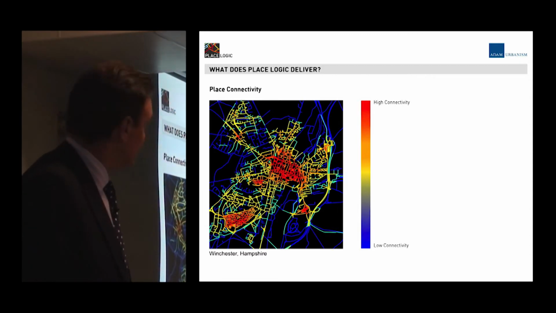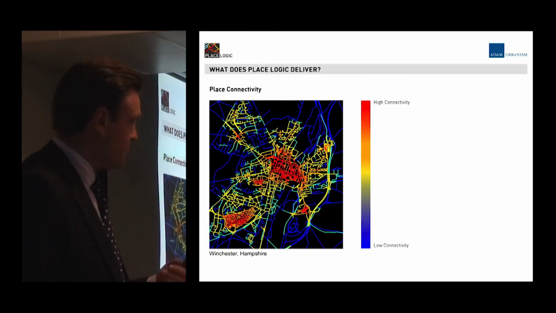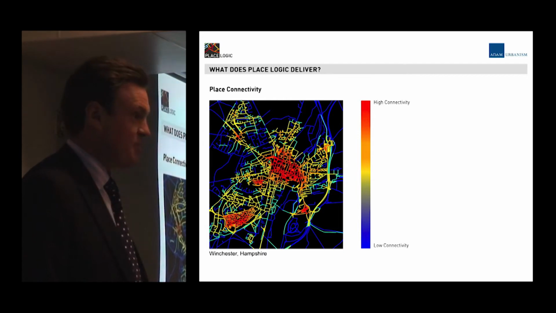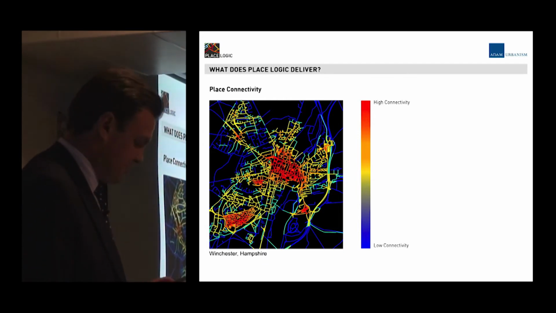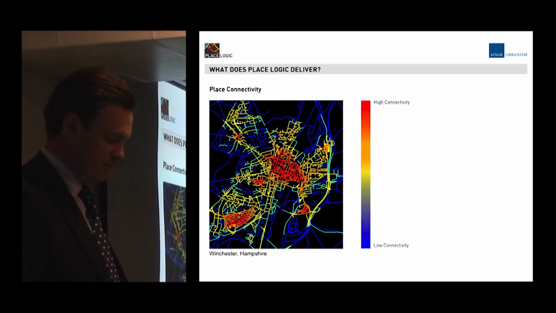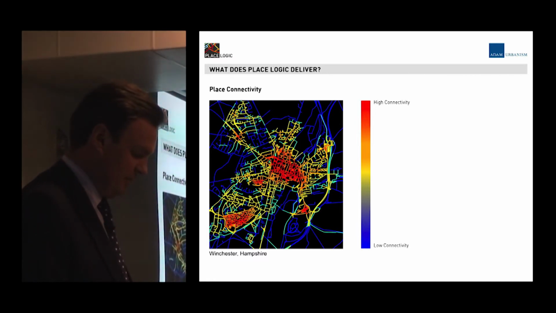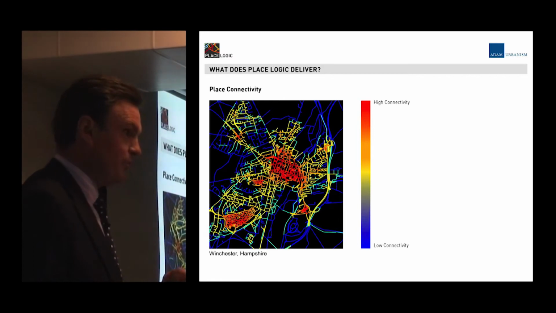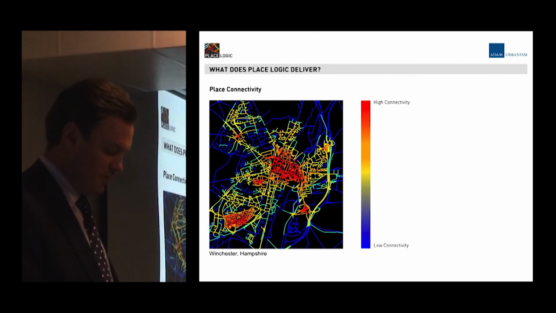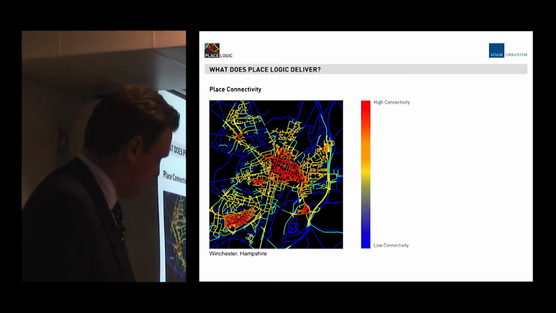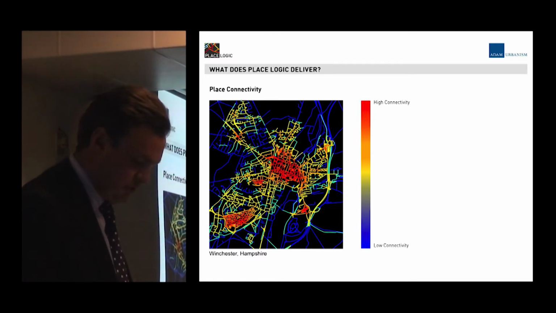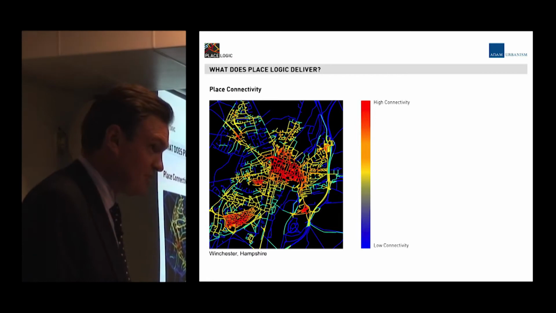The second measure we call place connectivity, which really assesses, as you've heard, how well connected each area is. And again, it produces a scalar output where the most connected places are red and the least connected places are in blue. So again, a heat map output. And as before, you can vary the radius of the study, so you can either look at a very large area or a very small area. The maps I'm showing you here are of Winchester, which some of you in the audience here know very well.